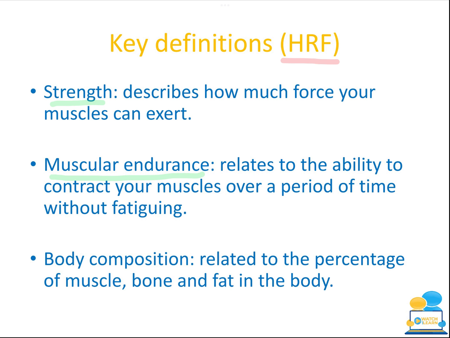And finally, body composition, which you could often see linked to BMI. Body composition relates to the percentage of muscle, bone and fat in the body. So in order to be healthy, you need to have a decent amount of upper and lower body strength, a decent amount of muscular endurance, again upper and lower body, and then a healthy level of body composition. So not too much fat, not too little fat, and a healthy amount of muscle and bone density too.